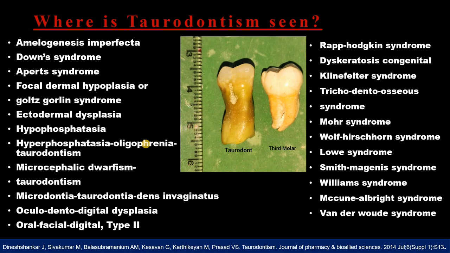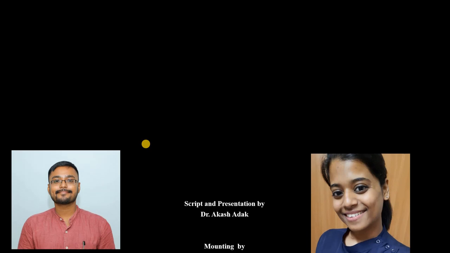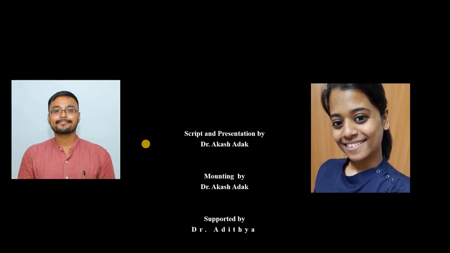So you can have a look at this specimen because it is much more unique. There seems to be a depression right in the middle of the root base, looking like a curtain around the central area of the root. Hope you've understood about taurodontism using this specimen. Thank you for watching.